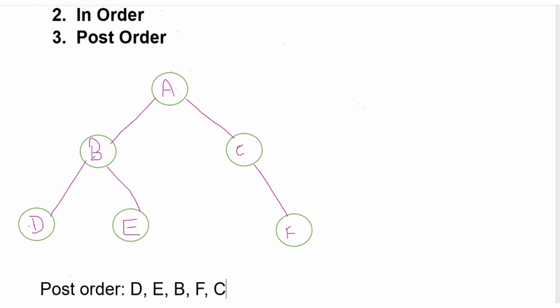This is the result of post-order traversal. It first visits D, next it visits E, then B, and next it visits F, and then C and A. This is all about post-order traversal. Move on to the coding part.